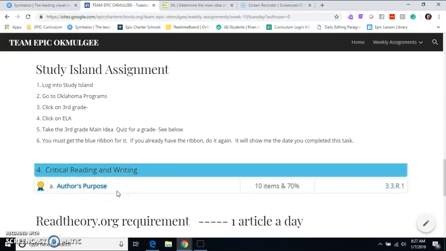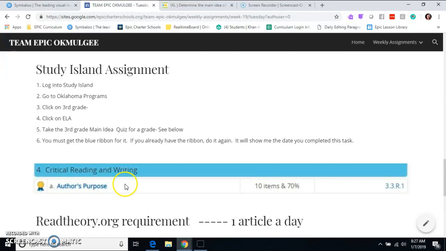So what I've done for the ELA is I have chosen 2 standards a week to focus on. One that will be on Monday, Wednesdays, and Fridays will be one that is heavily tested, and then the ones on Tuesdays and Thursdays are on the state test, but they're not as heavy, but we still need to make sure that we know them.